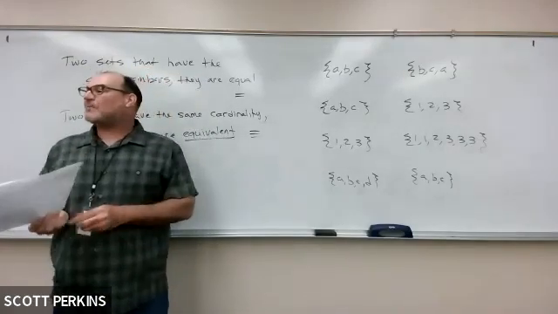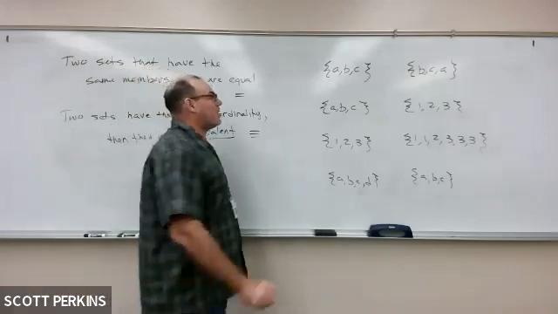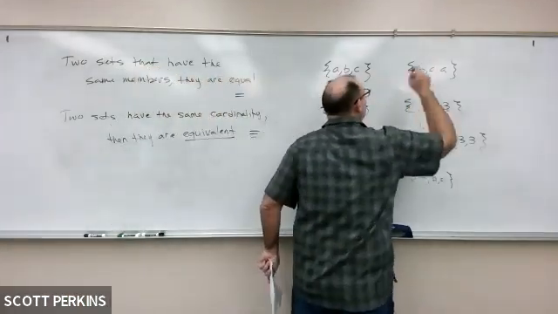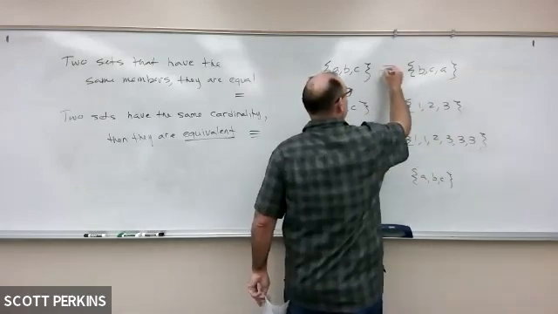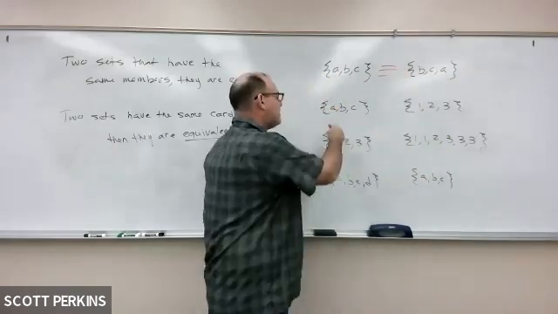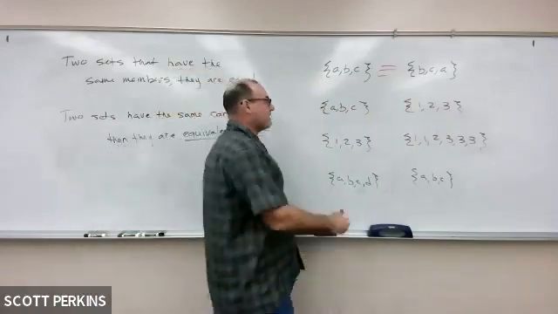Equivalent sets have the same cardinality. Remember, cardinality means how many elements are there. So A, B, C, B, C, A, equivalent or not equivalent? Equivalent, same number, 3 elements in each, equivalent. A, B, C, and 1, 2, 3, equivalent or not equivalent? Again, equivalent, they both have 3.